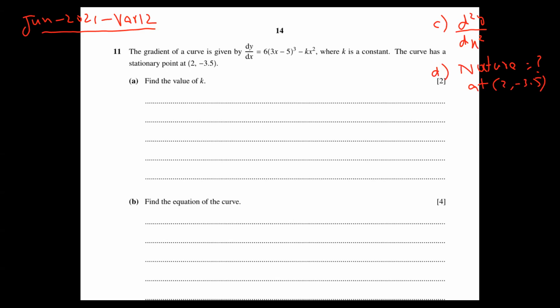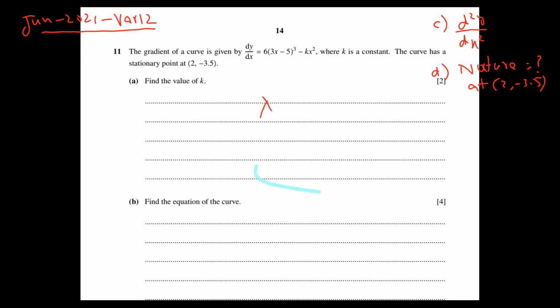This is June 2021, variant 12 and question number 11. So we have A, B, C and D parts. In the first part, he says the gradient of the curve of this equation, and where the curve has a stationary point at this value. Actually, the derivative is also called a gradient, that is why I said the word gradient. A stationary point means either a point of maximum or a point of minimum. It's very clear.